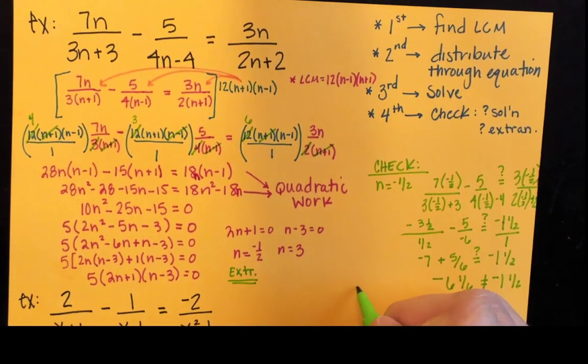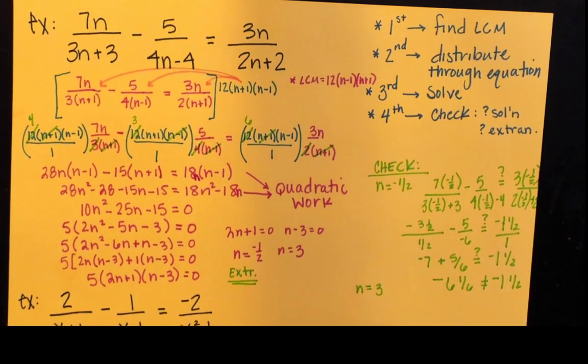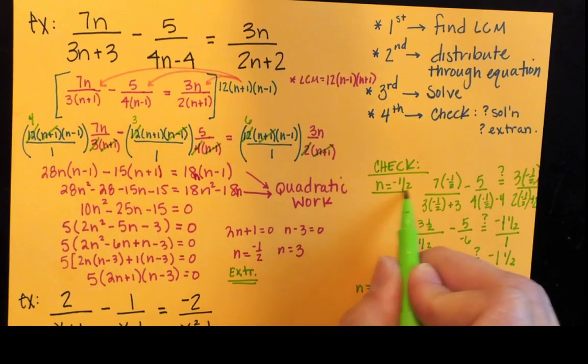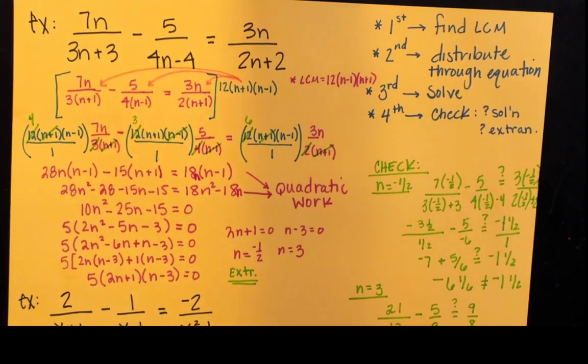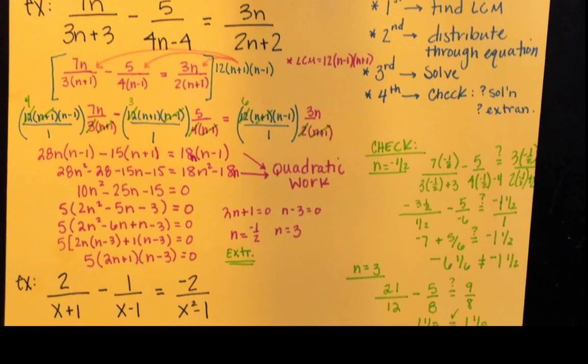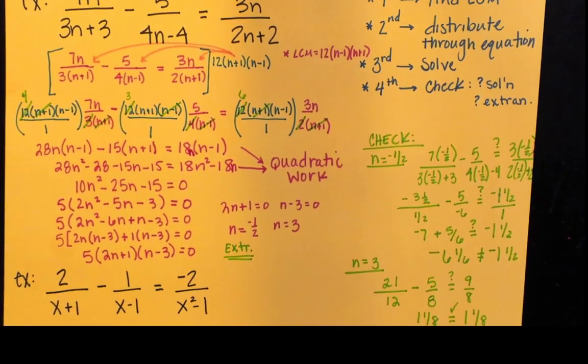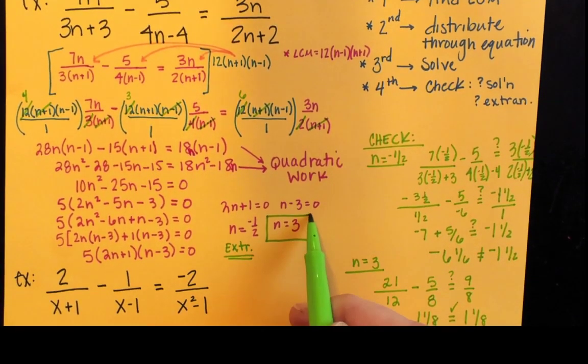When you check n equals 3, you end up with 21 over 12 minus 5 over 8. Notice I didn't show you all the painstaking steps in between. And does that equal 9/8? 1 1/8 does equal 1 1/8. And again, all I did was check that in the calculator. So here is the only solution.